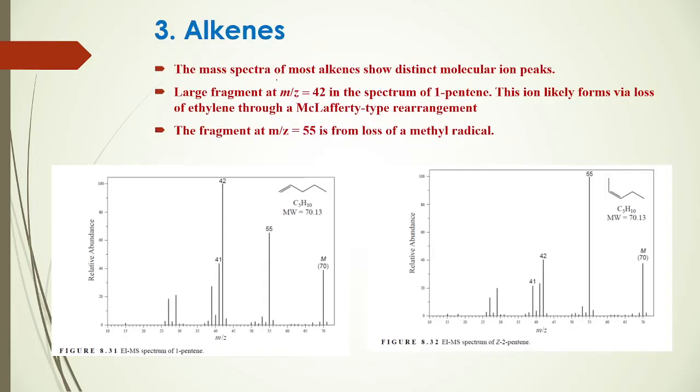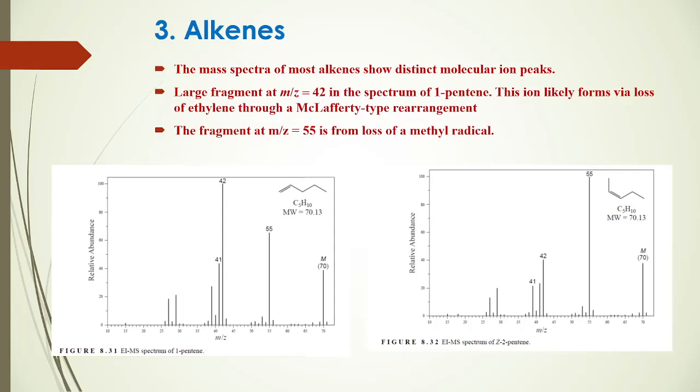Next is alkene. Now friends, if we look at the alkenes, they have an intense molecular ion peak. Ask me why? Because they contain a pi bond, and pi electrons can be easily removed by electron bombardment, and they can easily form an intense molecular ion peak before any kind of fragmentation. So alkenes will definitely show us an intense molecular ion peak.